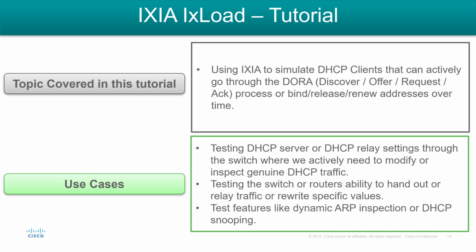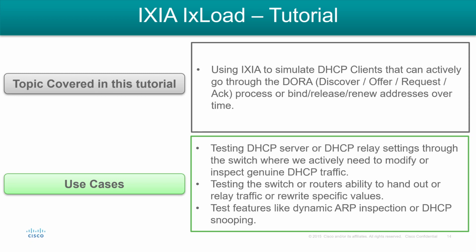Our use cases for this sort of thing are obviously if we need to test a DHCP server that's running on a switch or router, or if we want to test the DHCP relay function, this is a great way to do it. It's also very useful if you need to test features like dynamic ARP inspection or DHCP snooping, where we have real clients which are associated with the network that populate things like device tracking and DHCP binding tables. So if you need actual traffic to populate those tables, this is a great way to do it.